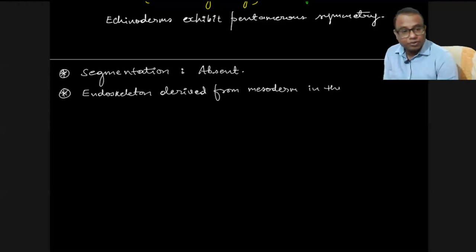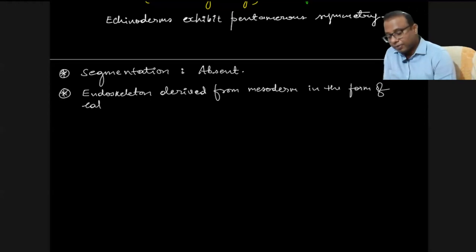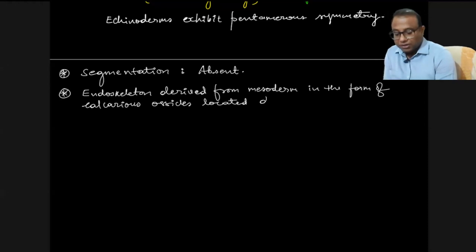In the form of, what does this endoskeleton look like? Calcareous ossicles or bony plates, located in the dermis of the skin. Sir, are epidermis and dermis the same, sir? Epidermis is the upper part. The lower connective tissue layer is called dermis. Okay, sir. Right, so this is about the endoskeleton.